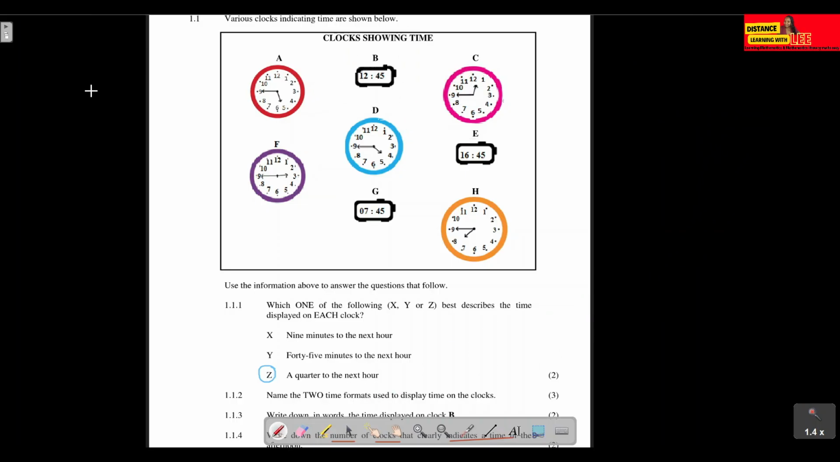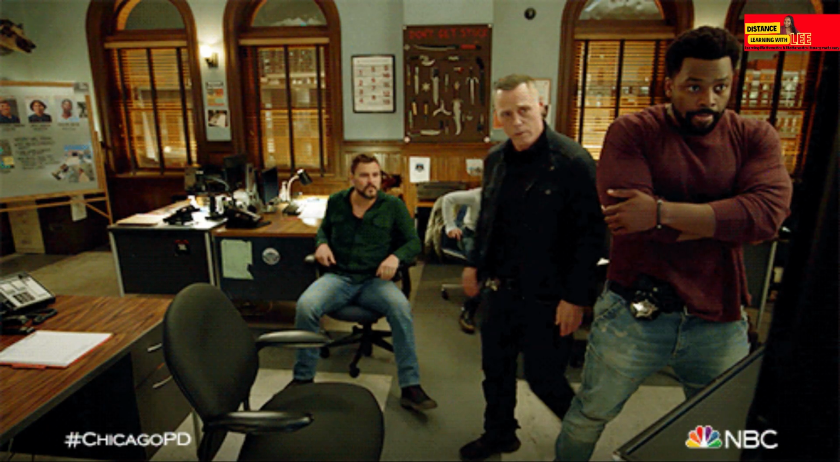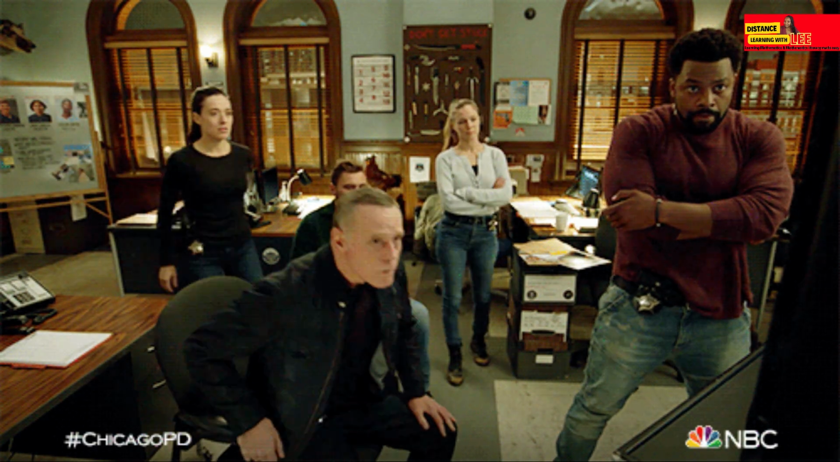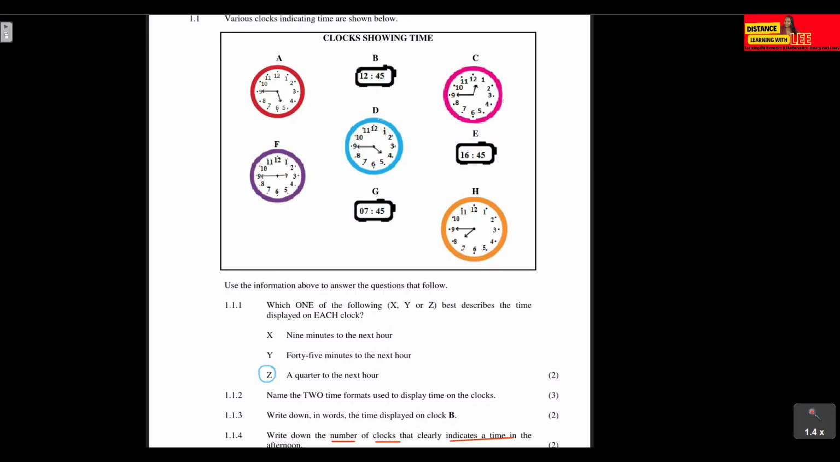So let's see. When you look at A, when you look at your analog clocks, you can't really say whether it's a time in the afternoon or a time in the morning, because you have to really be there, or see whether this clock indicates time in the morning or in the afternoon.